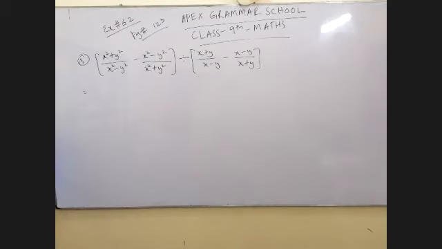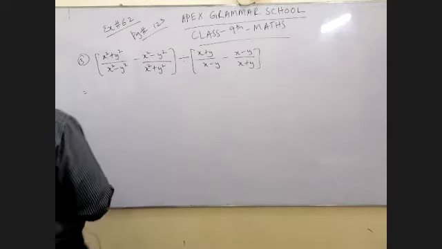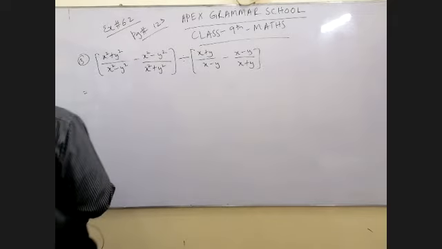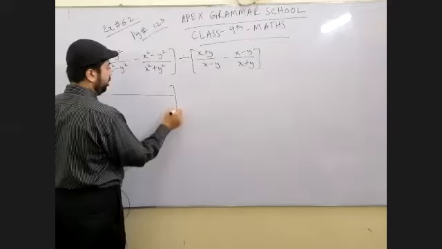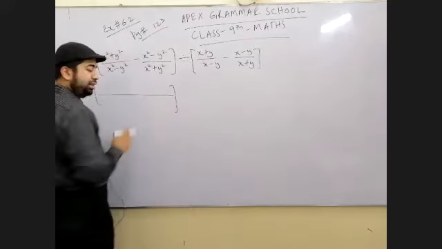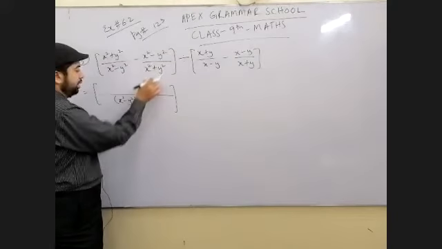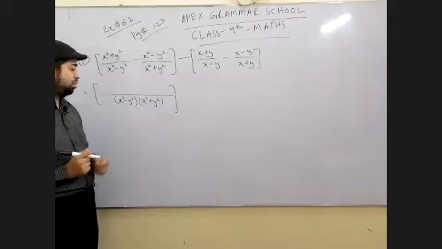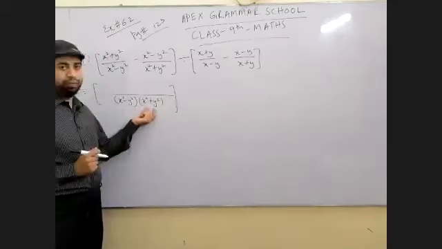We know that if there is a negative or positive sign between two fractions, then we must take the LCM. So we need to take the LCM of these, which are both different items: x square minus y square and x square plus y square. Now this x square minus y square will cancel this x square minus y square, and we are left with x square plus y square.